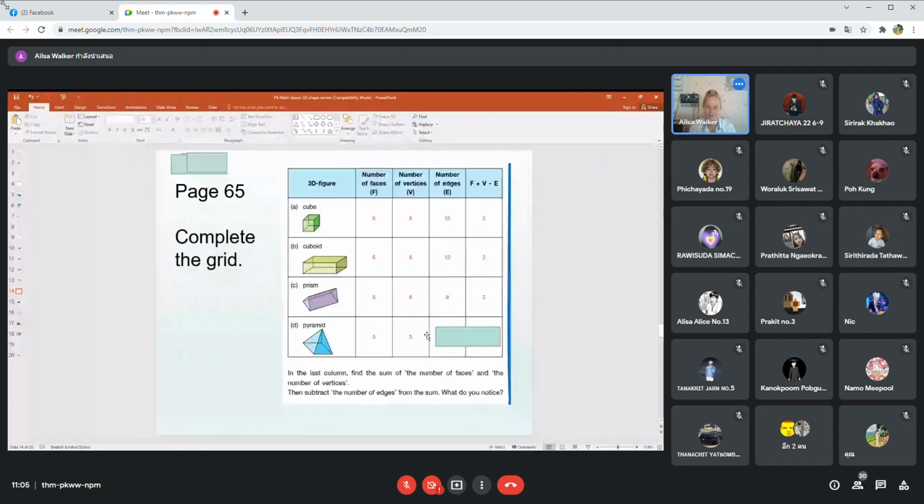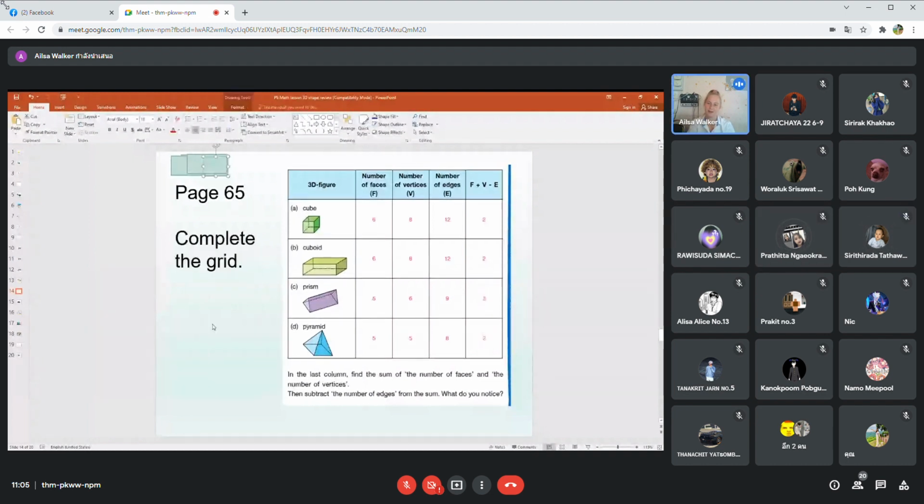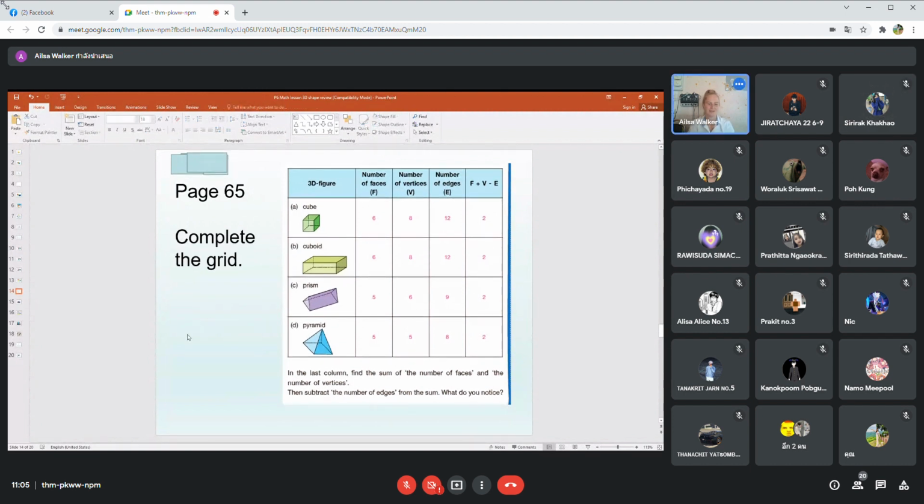Very good. Okay. Then we need to do 5 plus 5. Yes, the answer is 2 again. Wow. So look, for each shape, when we add the faces and vertices and minus the edges, the answer is always 2. Yes. Okay. Good job.